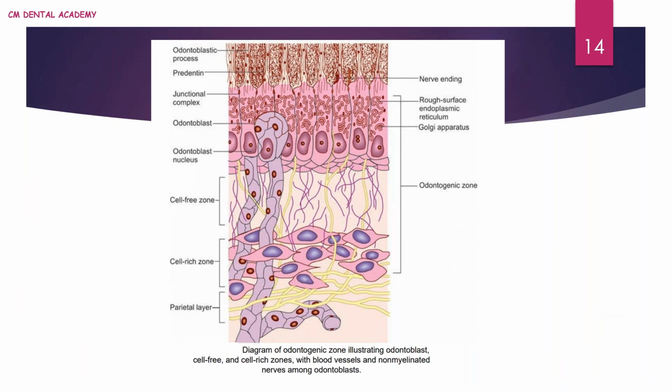This is a diagram of an odontogenic zone illustrating odontoblasts. These are the roughly rectangular cells, the odontoblasts. Their cytoplasmic processes extend into the dentine, and these are the zones of the pulp. The parietal layer, the cell-rich zone, which has the cells, and the cell-free zone, devoid of cells. These are the odontoblastic nucleus and the odontoblast layer. This is the junctional complex. You can see here the predentine and the odontoblastic processes.